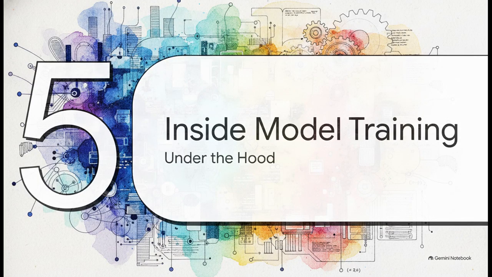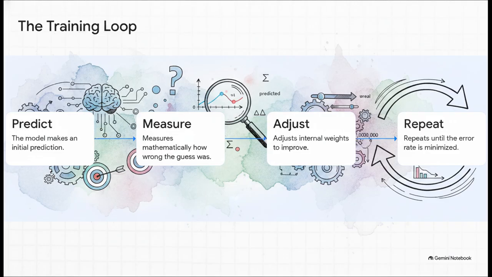Let's look at Section 5, Inside Model Training. What actually happens under the hood? The training loop is basically a relentless four-step cycle. The model predicts, it measures, it adjusts, and it repeats. It looks at the data, makes a guess, mathematically measures exactly how wrong that guess was, tweaks its internal wiring to do a tiny bit better next time, and repeats this entire process millions of times until that error rate gets squashed down to a minimum.